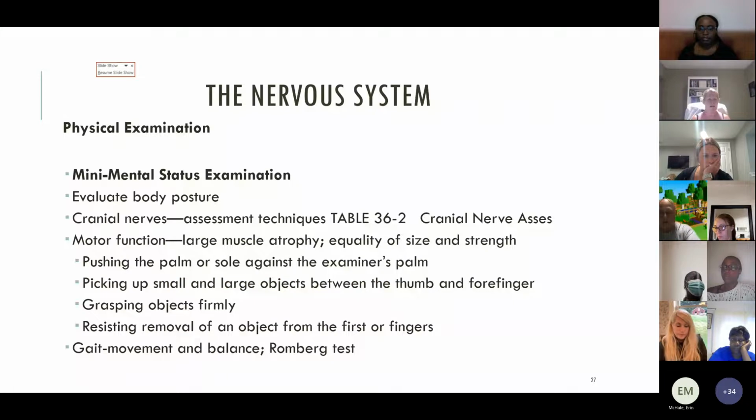Part of our physical examination that we do, we can do a mini mental exam on a patient. And that's if we think that maybe their mental health is compromised in some way, or if we think that they maybe have dementia. We can definitely do a mini mental status examination. We want to look at their posture. So are they able to sit up straight? When they walk around the room, do they have problems walking? Do they have weakness on one side of their body? These can be side effects or residuals from something that happened in the brain.